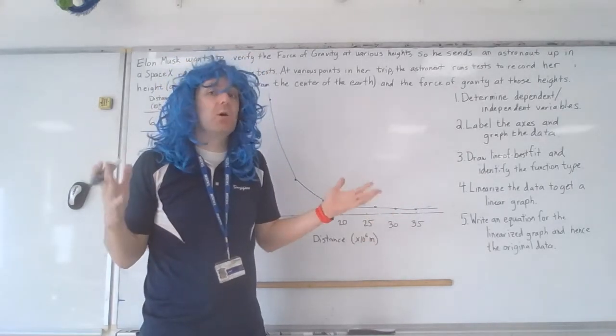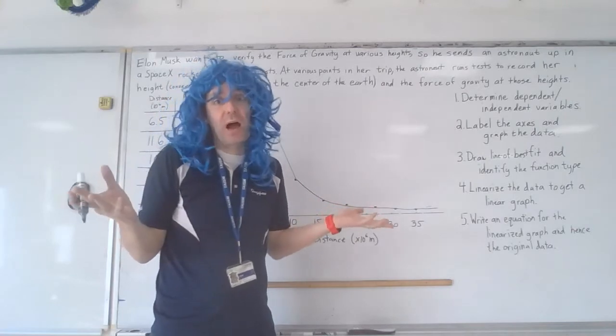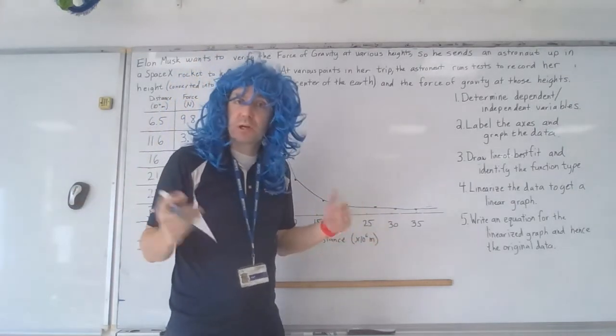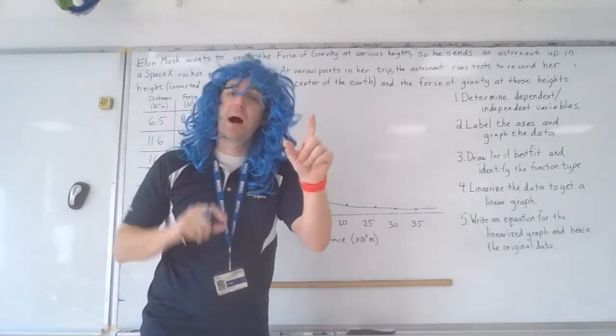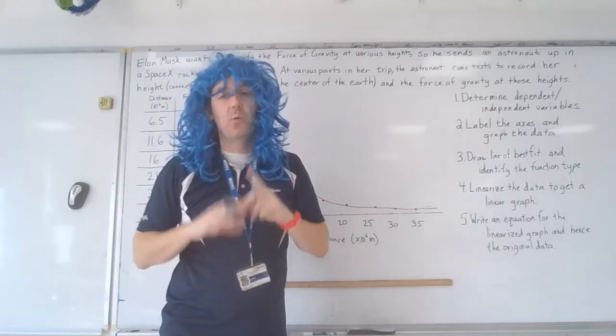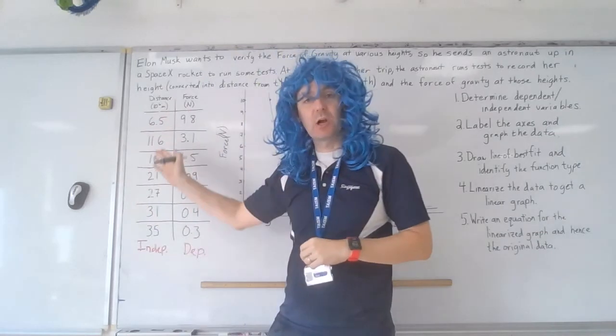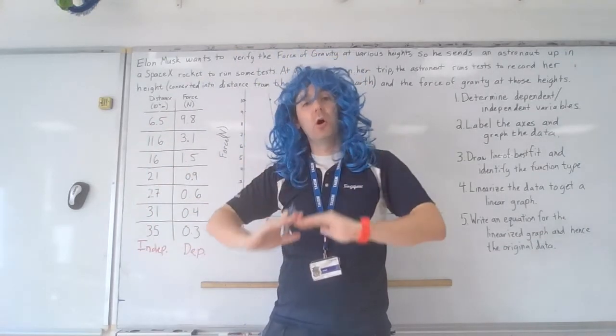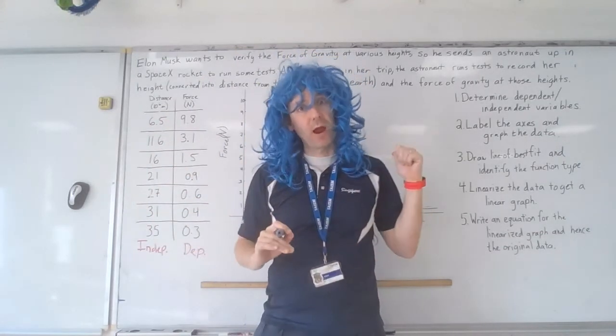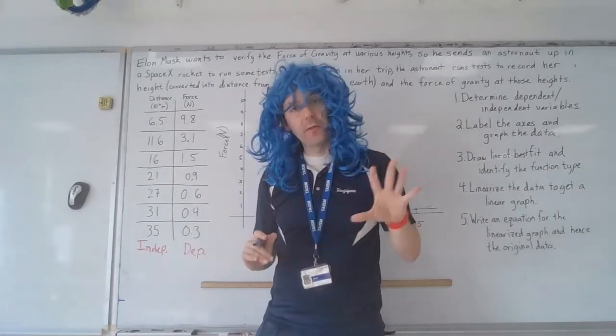But at this point, we don't know that. So what we're going to do is try an inverse graph first. Inverse, remember, is y is proportional to 1 over x. What that means is we're going to take each of our x values in our distance column and do 1 over x, and then graph it. All right? So I'm going to do all that right now.